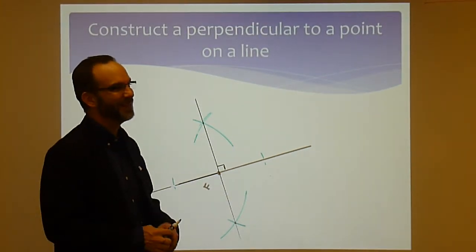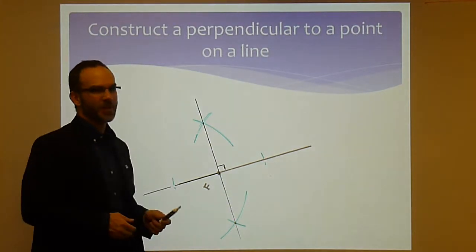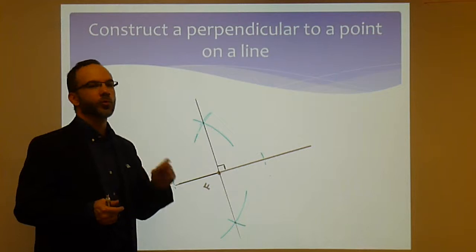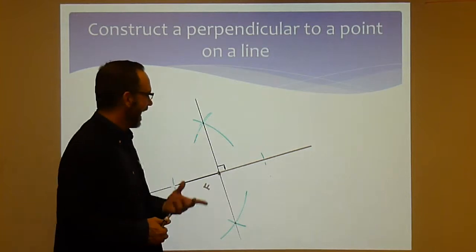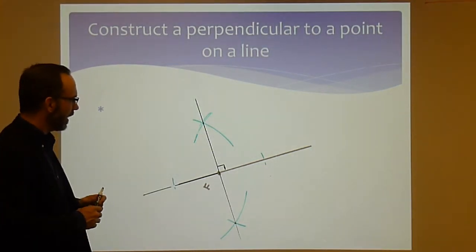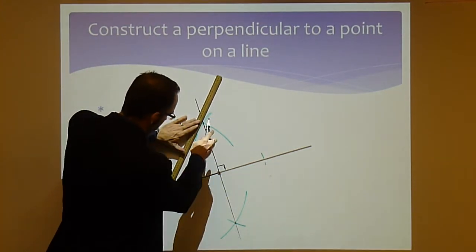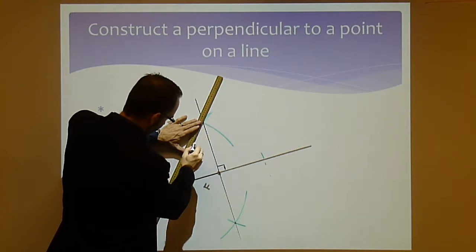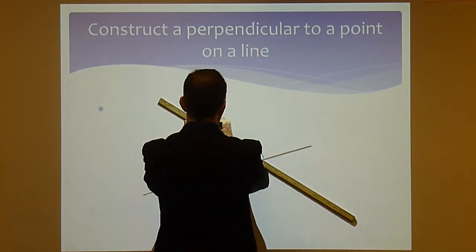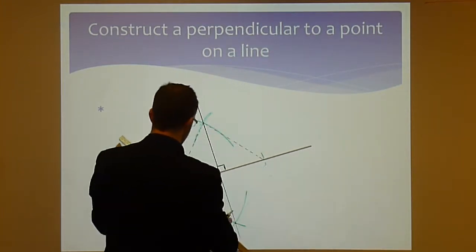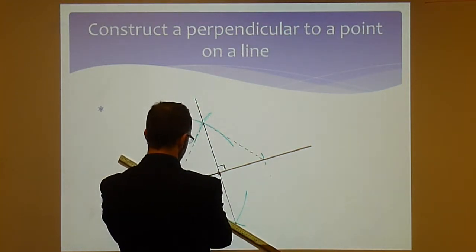Oh, but wait! That's not what geometry is about. Geometry is not about, it looks that way to me. Geometry is about certainty. How do I know that this is a perpendicular line? Well, what I've done here is I've actually created a rhombus. By using the compass, I've created a figure that has four sides of equal length. Not necessarily a square. If it had equal angles as well, it would be a square.